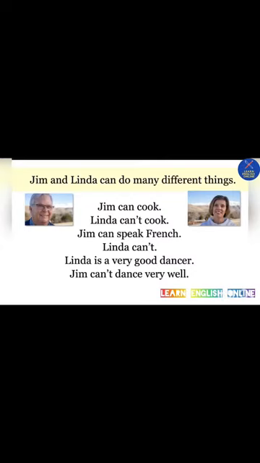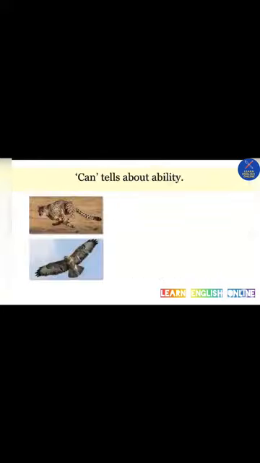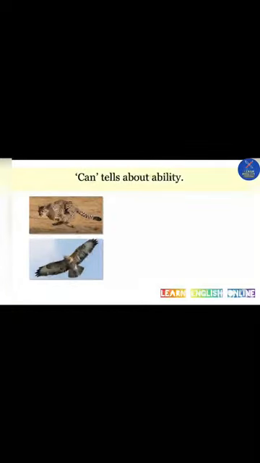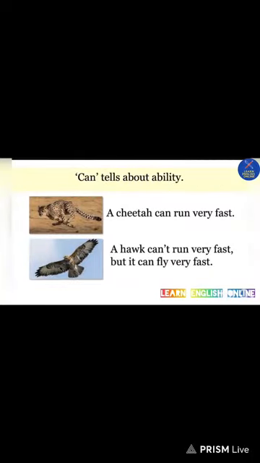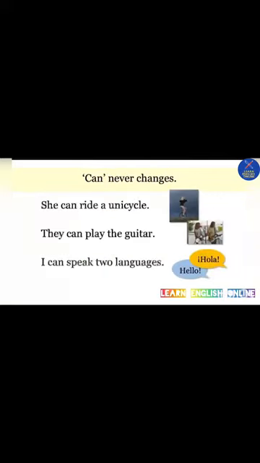Let's look at these two words, can and can't. Can and can't tell us what Jim and Linda are able to do. Can tells about ability. You probably know a cheetah can run very fast. A hawk can't run very fast, but it can fly very fast. Can tells us what these animals are able to do. I can speak two languages.